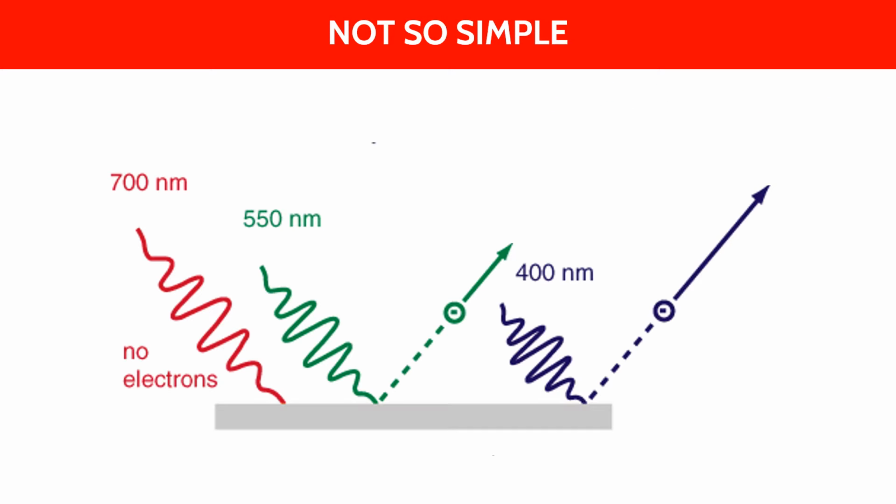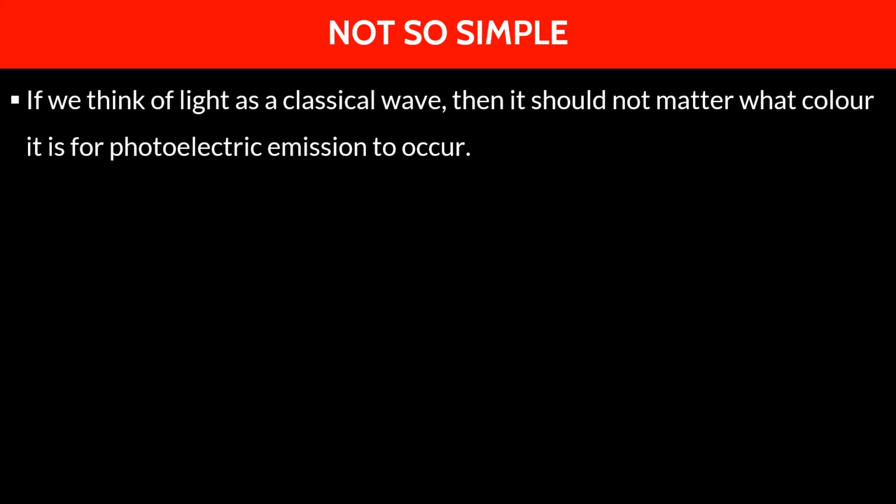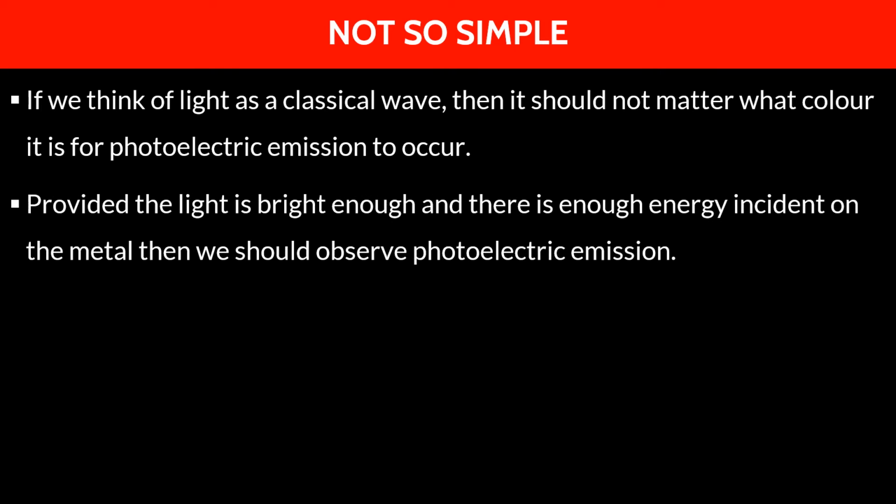It's not as simple as that. We actually see that red light won't produce a current, but green and blue will on a particular metal. If we think of light as a classical wave, then it should not matter what colour it is for photoelectric emission to occur. Provided the light is bright enough and there is enough energy incident on the metal, then we should observe photoelectric emission. As we saw just then, we don't.